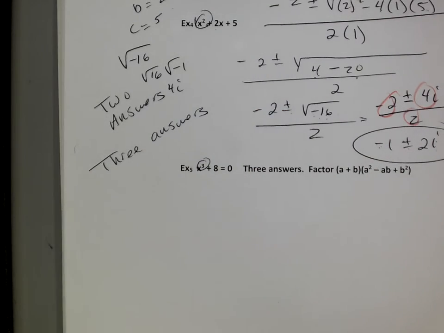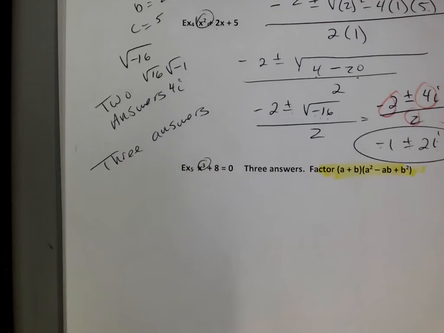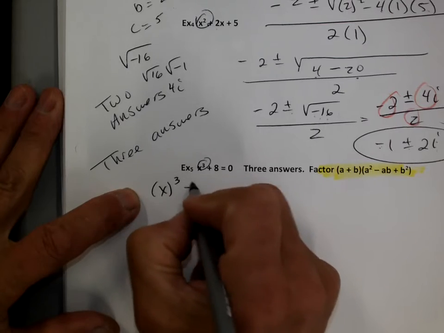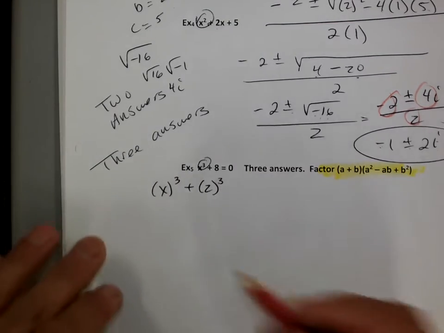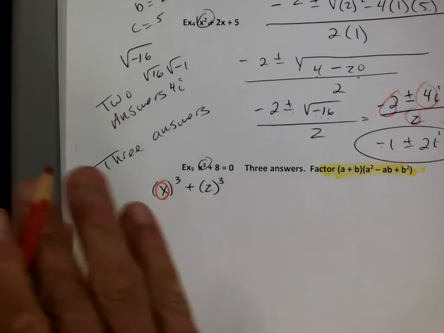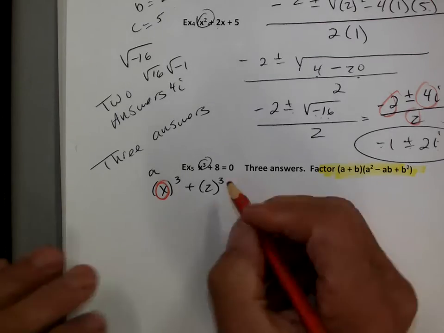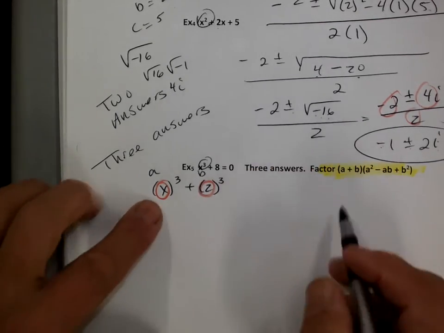Before we find our 3 answers, we need to factor this. So we learned how to factor perfect cubes last week. We're going to use that formula. So I'm going to rewrite this as x cubed plus 2 cubed. And then I know that my a is x and my b is 2. All right, so let's plug them in.